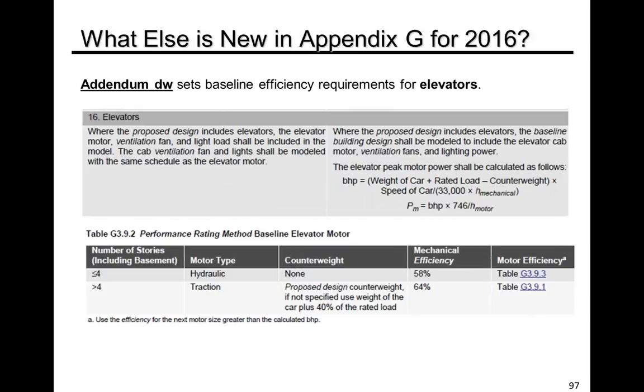In a similar vein, Addendum DW sets baseline efficiency requirements for elevators. So it gives you a formula for calculating the brake horsepower of the elevator motor based on the weight of the car, the rated load, etc. It tells you what sort of elevator you have, hydraulic or traction, depending on the height of the building, and it gives you the mechanical and motor efficiencies for the motors as well. So, as with the refrigeration baseline, this allows credit for putting in an elevator that is beyond standard practice.